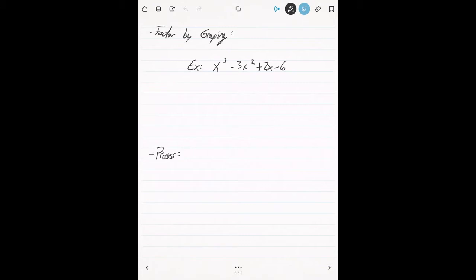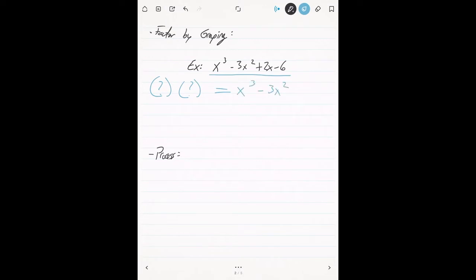Now first, let's demonstrate an example of when to group with polynomials. Notice that in this example, we have a four-term polynomial. The terms are x cubed, a negative 3x squared, a 2x, and a negative 6. And we want to find what two polynomials multiplied together to get us this.